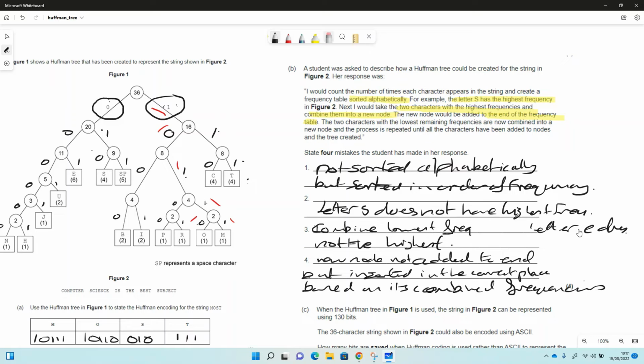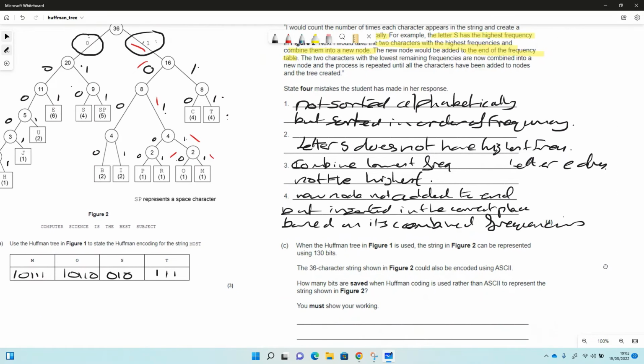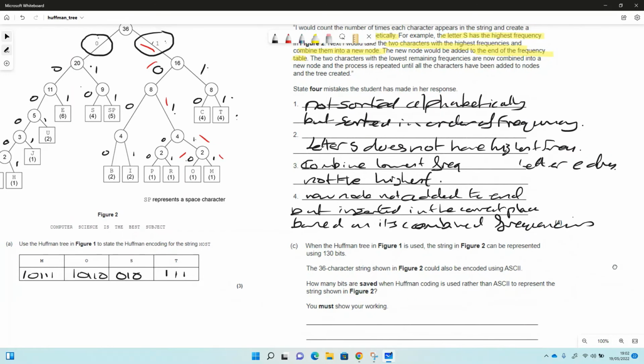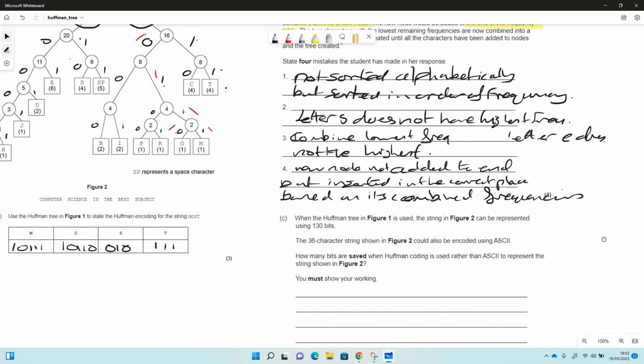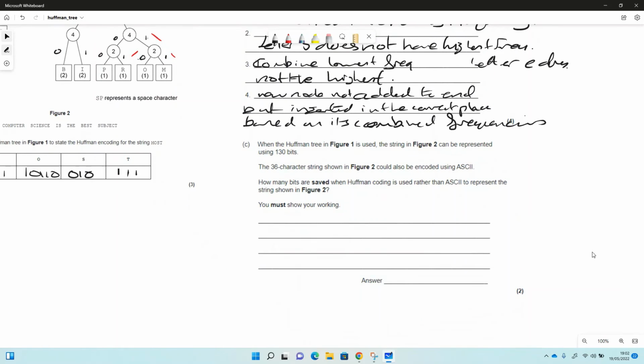So let's assume that the rest of it that they've talked about is correct. So the two characters with the lowest remaining frequencies are combined. Well, yeah, that's true. The process is repeated until all characters have been added. Yeah, so that's pretty much the case as to how that works. So we've got those 4 reasons there. That's a tricky question. It needs you to think about what's been written and know how to do a Huffman tree. So I'm sure we've definitely made some Huffman trees in the past, but you just need to remember how to make them for that.